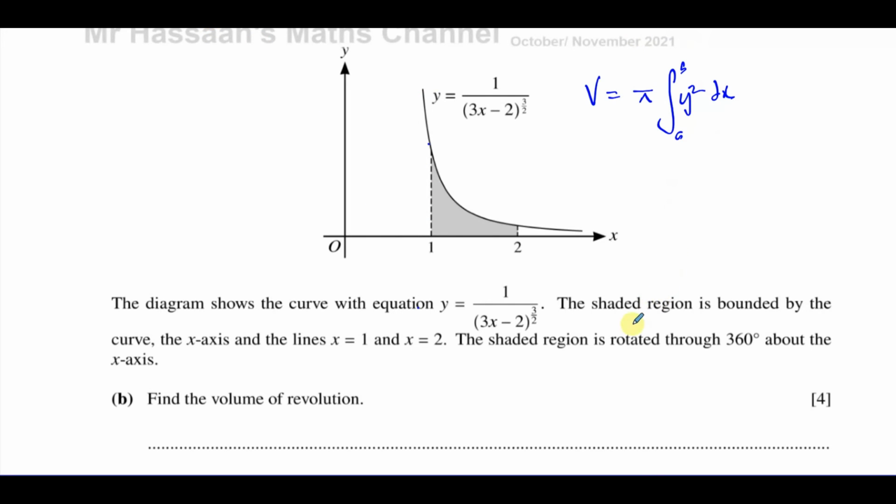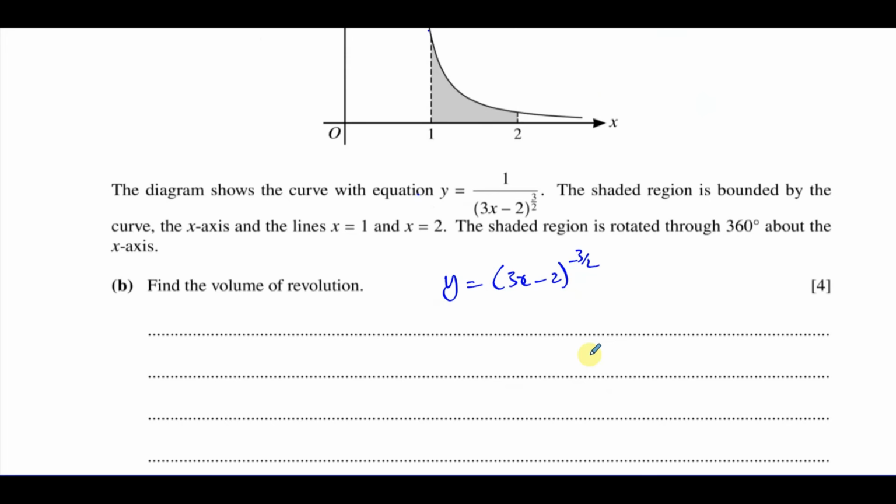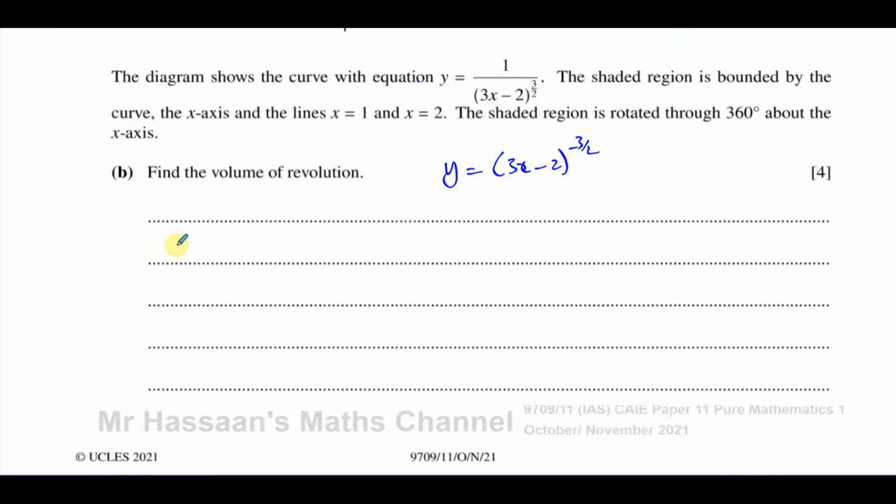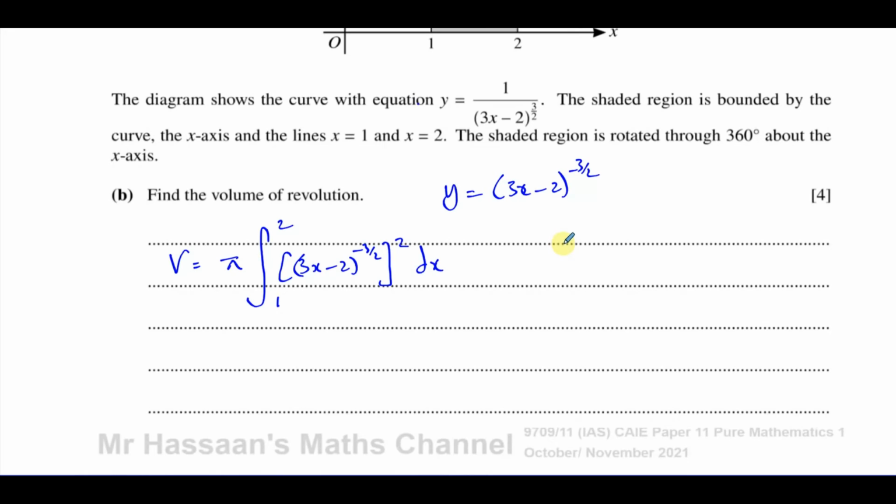So now we want to find the volume of revolution. We've got to take this equation. First I'll write this as y equals (3x minus 2) to the power of negative 3 over 2, as we did before. So we know the volume of revolution is given by pi, don't forget the pi, times y squared, which is going to be (3x minus 2) to the power of negative 3 over 2 squared dx between the limits of 1 and 2.